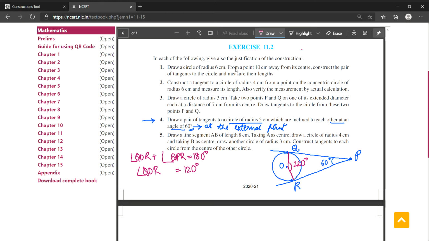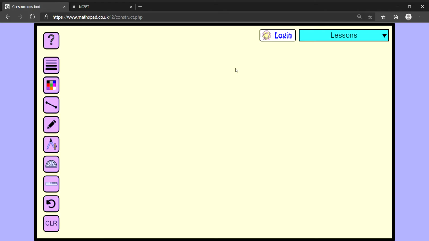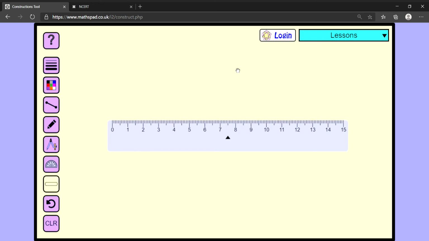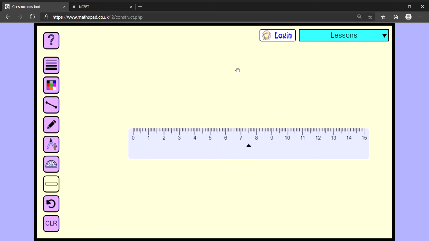I am going to draw a circle with radius 5 centimeters. Then I'm going to construct two radii in such a way that they are inclined to each other at 120 degrees. Further, I will be constructing perpendiculars at the endpoints of the radii. So I will be constructing a 90-degree angle at point Q and a 90-degree angle at point R. The line segments constructed perpendicular to the radii will meet at a point and that point will be point P. Let's do this. So the first thing I want to do is draw a circle of radius 5 centimeters.